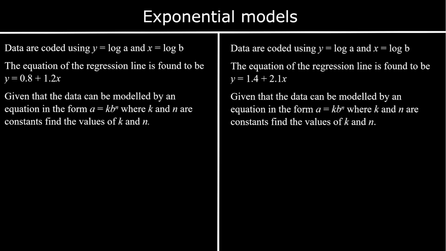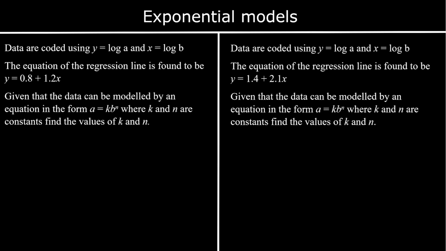So in this first example, data are coded using y equals log a and x equals log b. So we're coding the data to change them to logs. The equation of the regression line is found to be y equals 0.8 plus 1.2x. Given that the data can be modeled by an equation in the form a equals kb to the power of n, where k and n are constants, find the values of k and n.